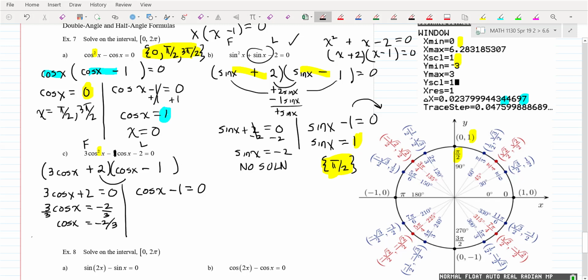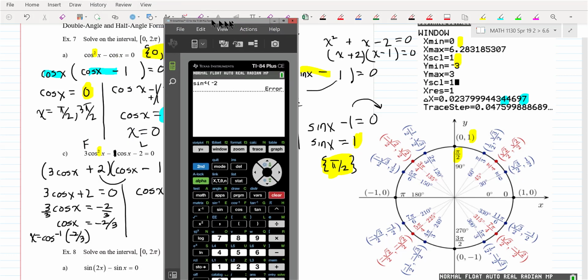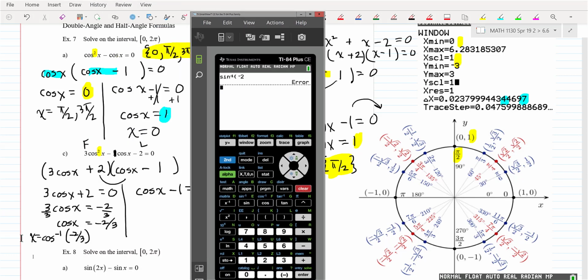So what we end up doing on this then is we do this. Okay, we're going to do x is equal to the inverse cosine of negative 2/3. And we're going to get this in radians, so you want to make sure that your calculator is in radian mode. And the calculator is only going to give you one answer. One of the things we learned is that the range of an inverse cosine is from 0 to pi. Since that's a negative 2/3, it's going to put you in quadrant 2.